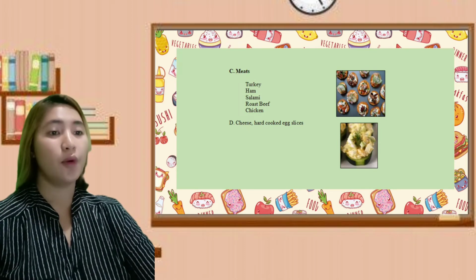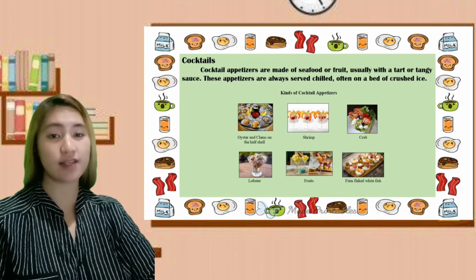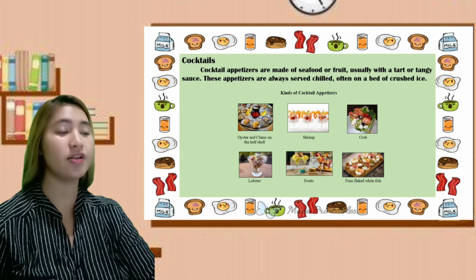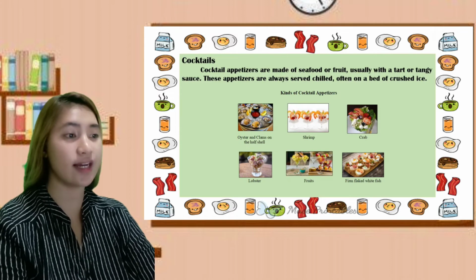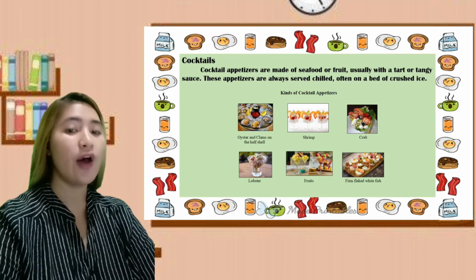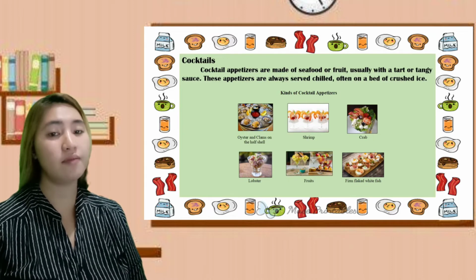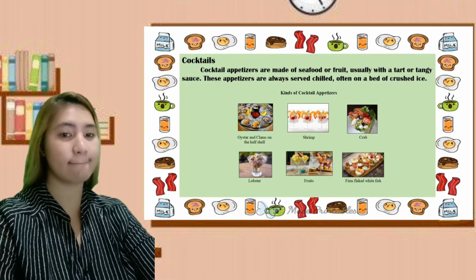Okay, Miss Ardil. And now, what is cocktail? Okay, Miss Ardil, what is cocktail? Exactly, cocktail appetizers are made of seafoods or fruits, usually with a tart or tangy sauce. These appetizers are always served chilled, often in a bed of crushed ice. For example, oysters and clams on the half shell, shrimp, crab, lobster, fruits, firm baked white fish.